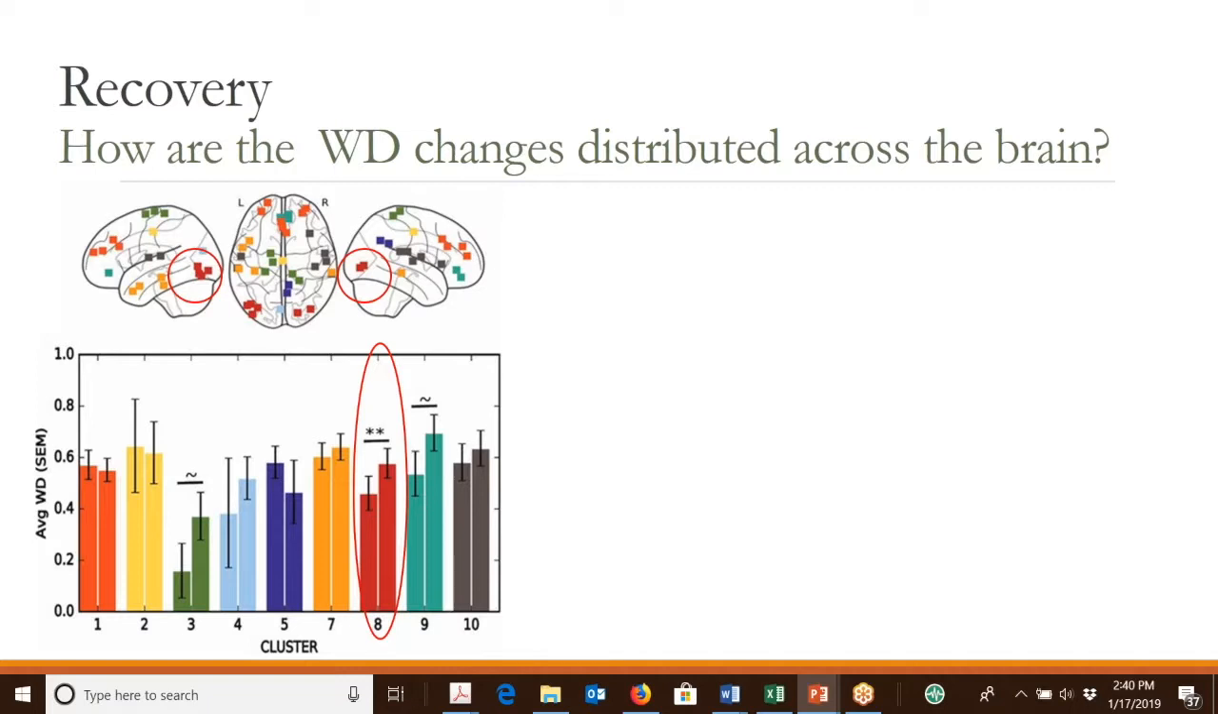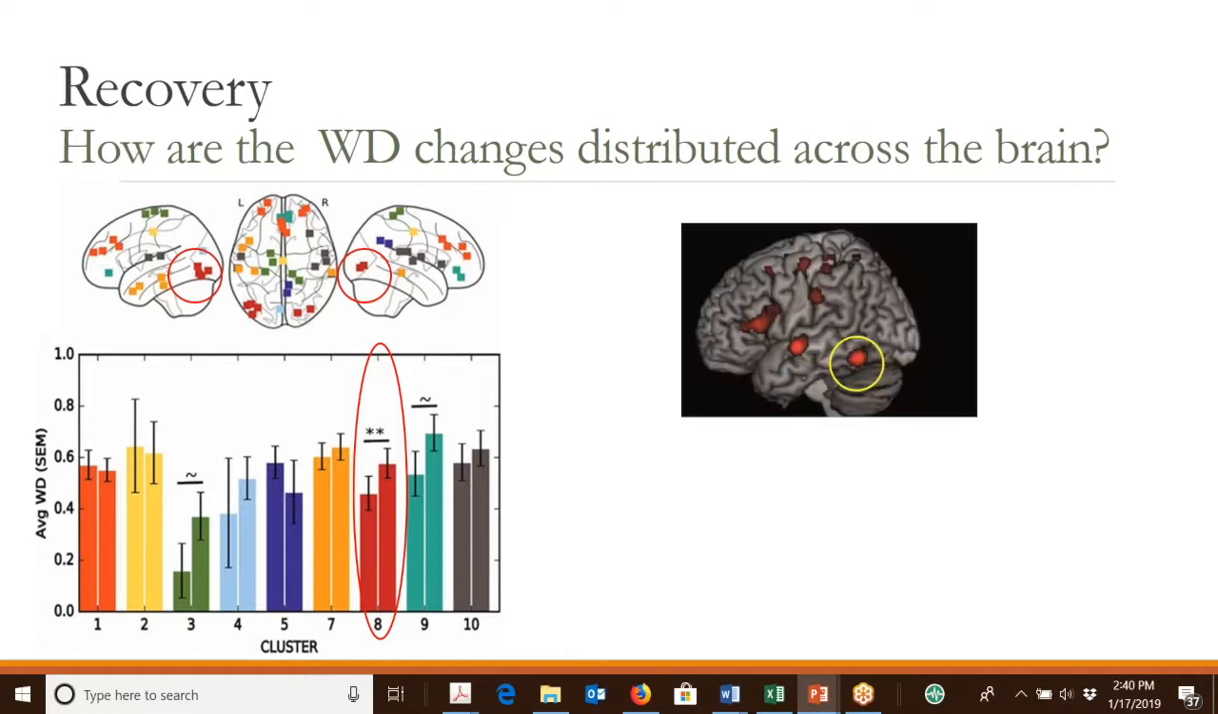And it's this area, which is the ventral occipital temporal cluster. And if we look back at this, this is the result of the meta-analysis. It's showing the brain areas that are involved in spelling in the neurotypical brain. We can see that this region where we find the change in WD is occurring here in this ventral occipital temporal region that's normally recruited for spelling.